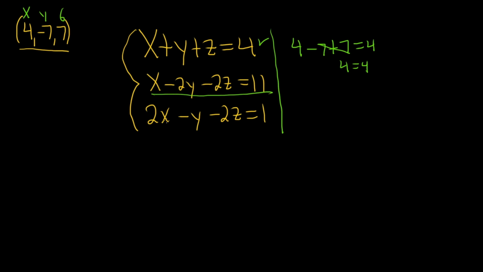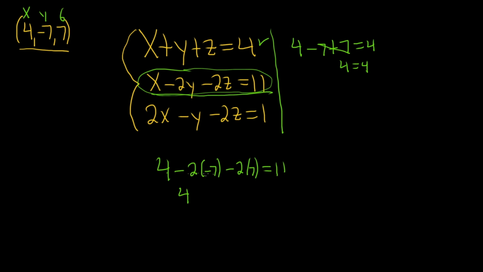Let's check this one. I'll do it down here. So 4 minus 2 times y. Y is negative 7. Minus 2 times z, which is 7. And this should be equal to 11. Again, we're checking this one. We have 4 minus 2 times negative 7 minus 2 times 7. So far, so good. So 4, negative and negative is positive, so we have positive 14. And then here it's minus 14. And this is 11.